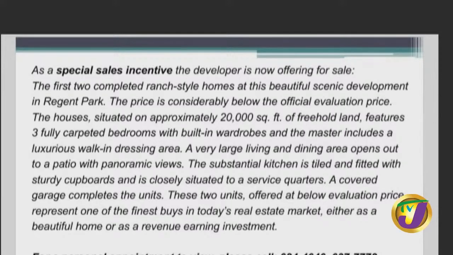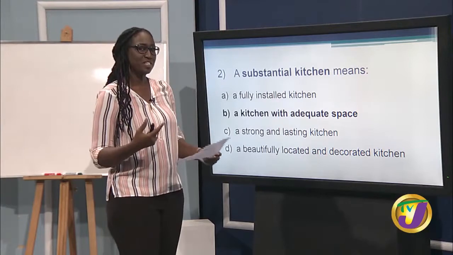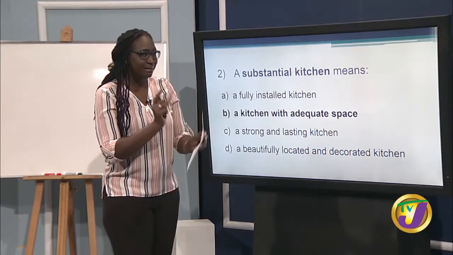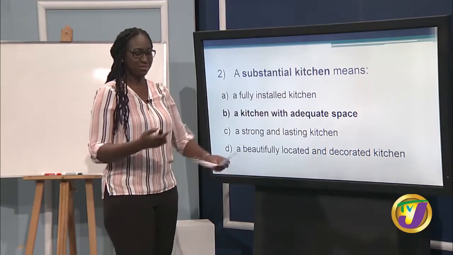All right. After all these prompts, you know what the answer is. So it is a kitchen that has adequate space. It's not a tiny little kitchenette. It's an actual kitchen, a spacious kitchen. Very good.